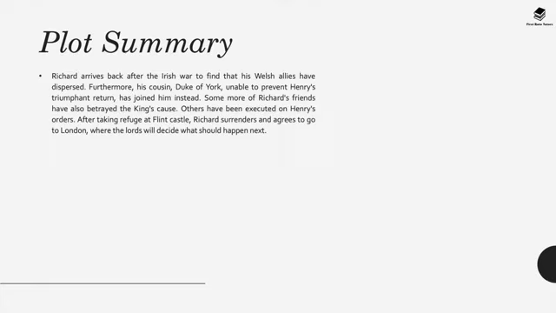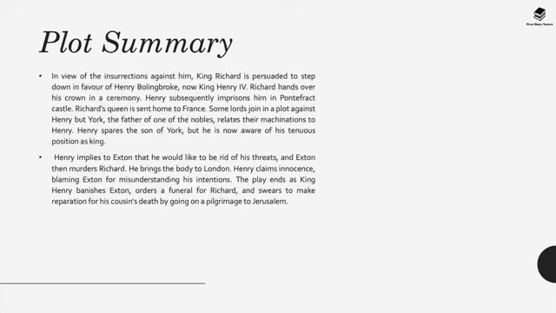After taking refuge at Flint Castle, Richard surrenders and agrees to go to London, where the lords will decide what should happen next. In view of the insurrections against him, King Richard is persuaded to step down in favor of Henry Bolingbroke, now King Henry IV. Richard hands over his crown in a ceremony. Henry subsequently imprisons him in Pontefract Castle. Richard's queen is sent home to France.